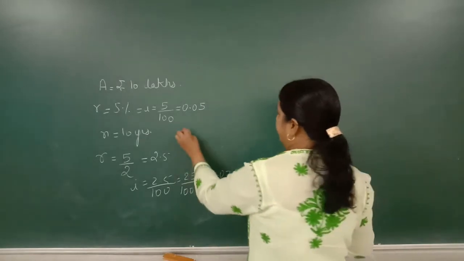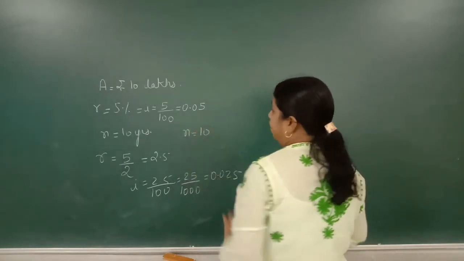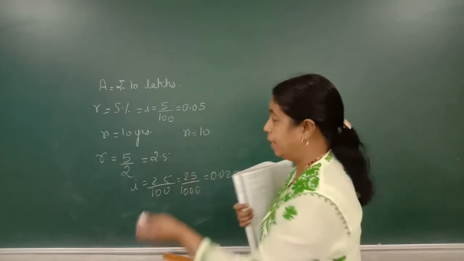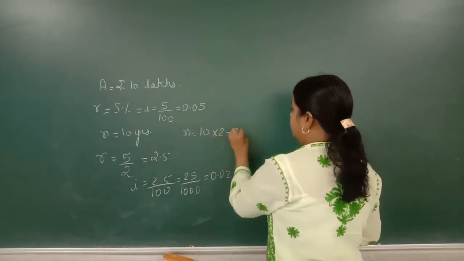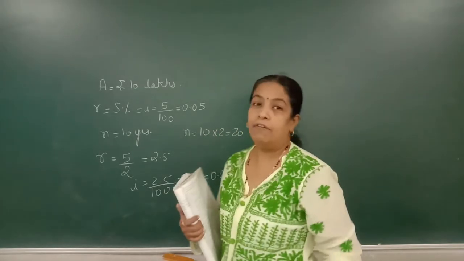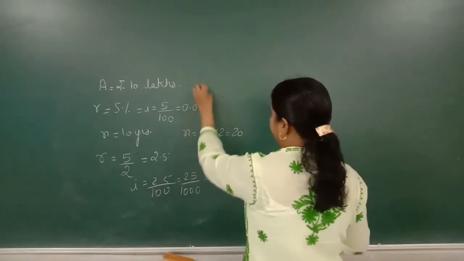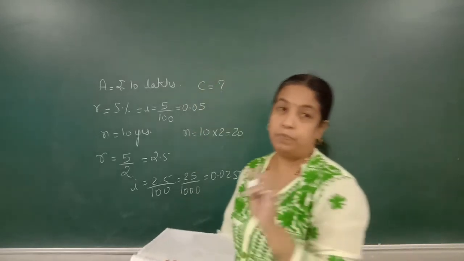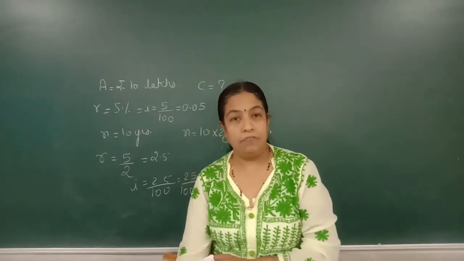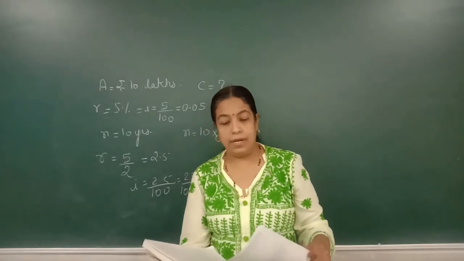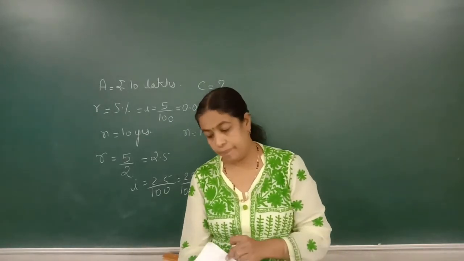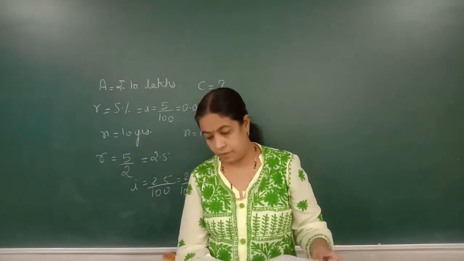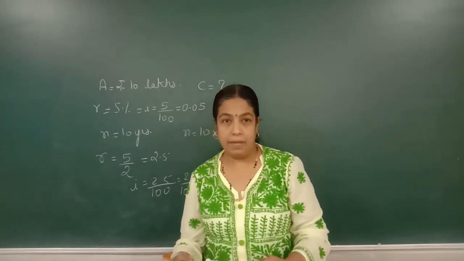And N will be equal to, अब एक साल में वो 2 बार रखेगा तो 10 years में वो 20 बार रखेगा. So N is equals to 20. And what we want to find here? C. Just put the values, write down the formula, put the values, and we will get the answer. Okay. Next sum. Already we have completed the sums.